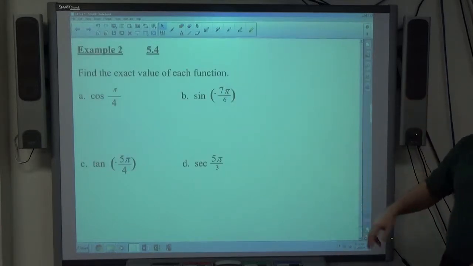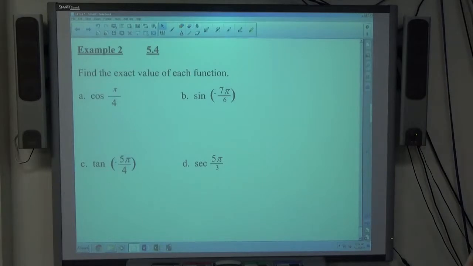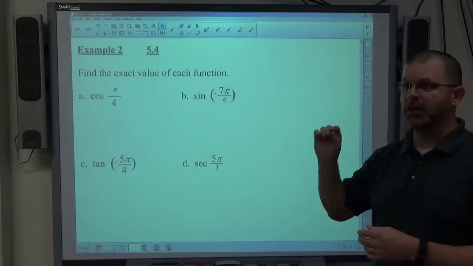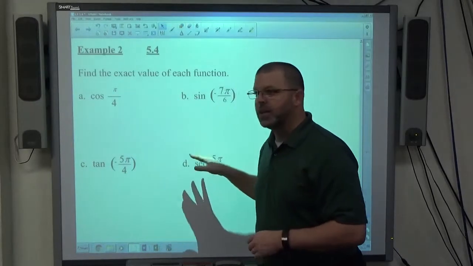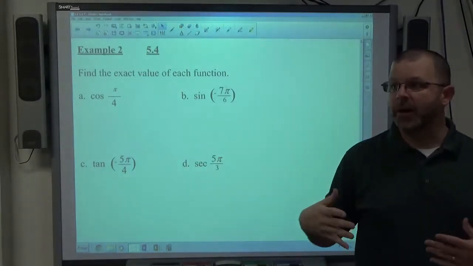Find the exact value of each function. Cosine pi over 4, sine of negative 7 pi over 6, tangent negative 5 pi over 4, secant 5 pi over 3. And again, all these can be found on your sheet. Try and do it from memory using the wrapping function idea, using the relationship between cosine and sine and tangent and secant. All right? To do it that way.